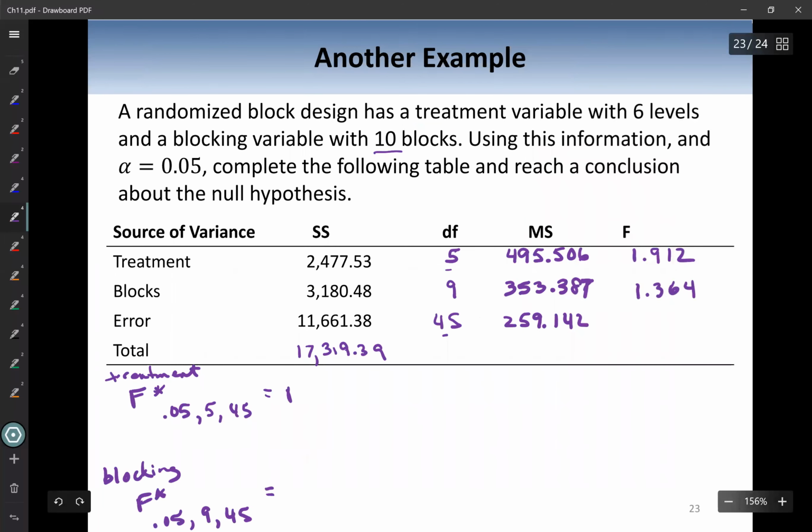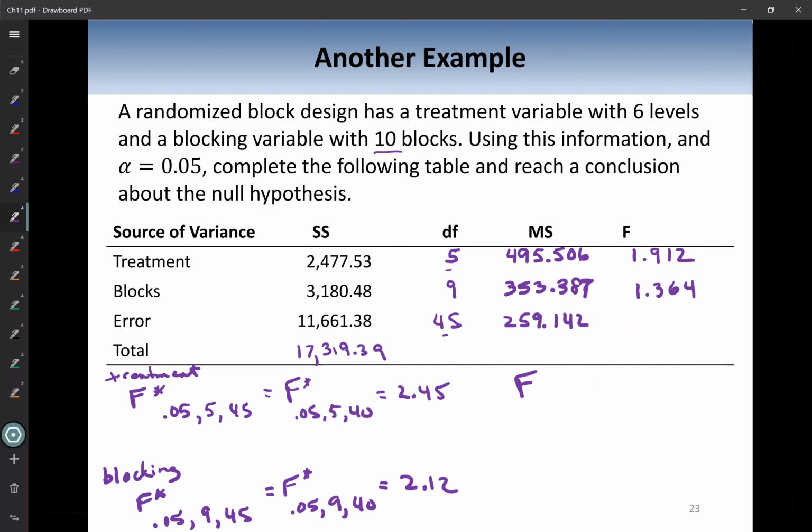Okay, so let's take those values back. That's going to be equal to the table value at 0.05, 5, and 40, which is 2.45. And this will be the table value at 0.05, 9, and 40. That gave us 2.12. And so we can now look. The F for the treatments, which is 1.912, is greater than 2.45, or I guess I can keep the notation. We'll keep the notations consistent.